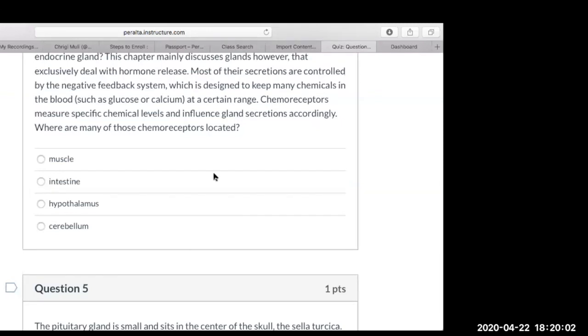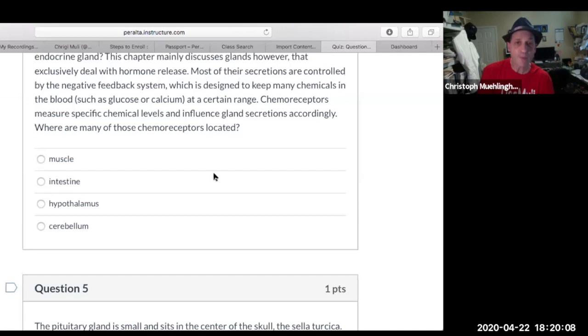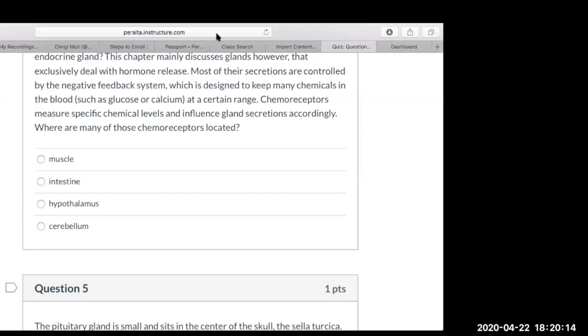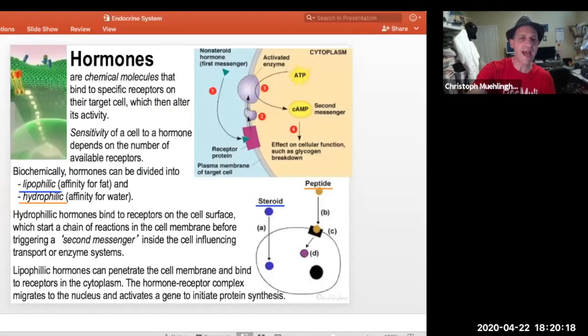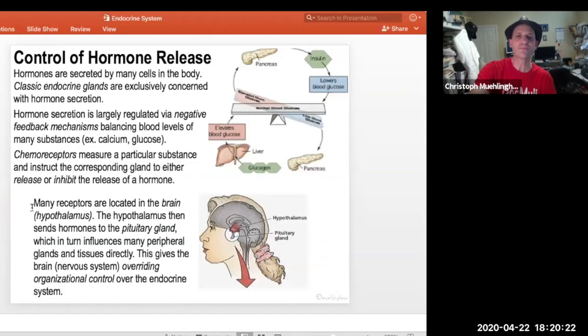Clearly, the third one. The hypothalamus? Is that the one? Yes. Yeah, good. I just want to have you guys be okay speaking it out, because we've got to learn how to pronounce these suckers. So don't worry, everybody makes the same mistakes on it.